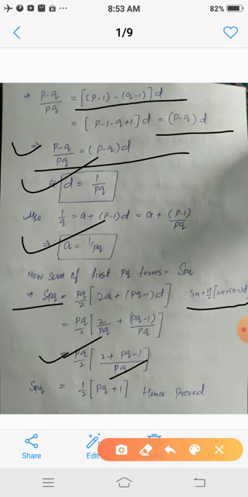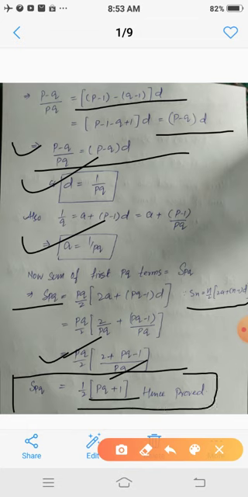2 plus pq minus 1 is pq plus 1, so this means it is (pq plus 1) upon 2, or 1 by 2 into (pq plus 1), which implies that the sum of the first pq terms we have proved to be 1 by 2 (pq plus 1). So in this way we find the sum of the first pq terms.